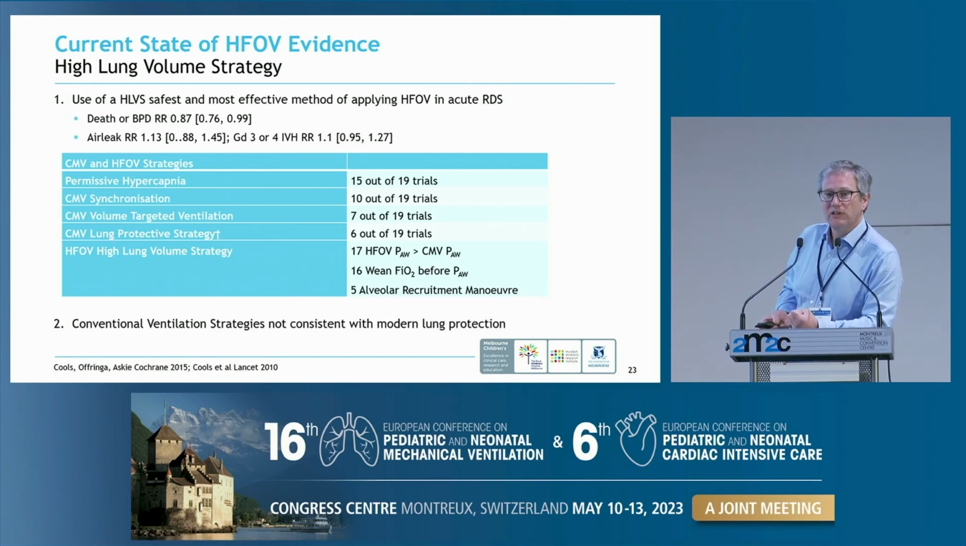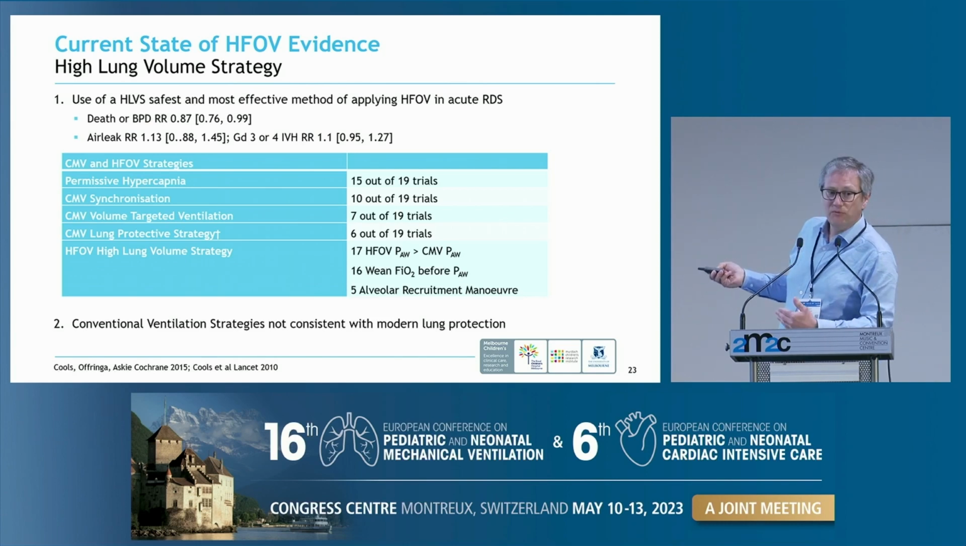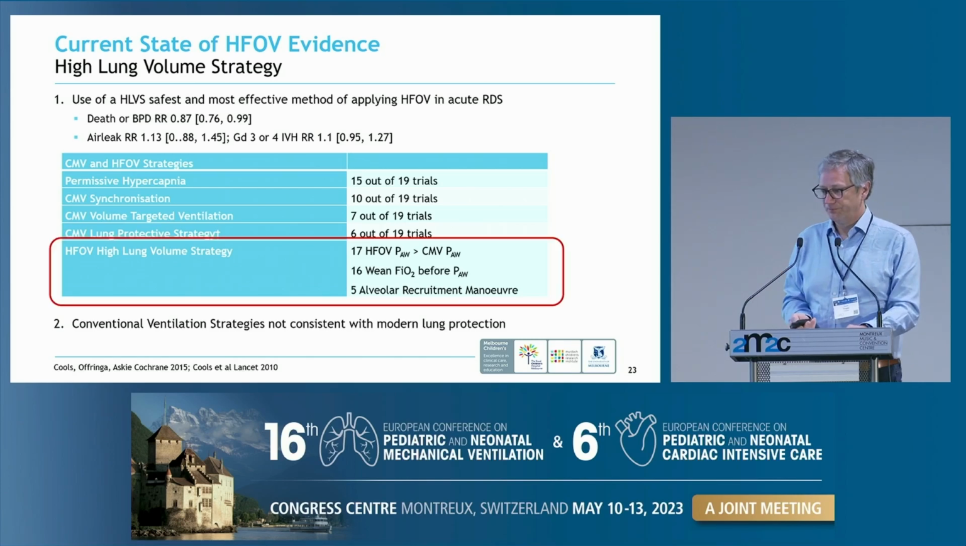So what I'm saying to you here is in most patients, you don't have to use the oscillator, you just have to ventilate them well. If you're good at conventional, use conventional. If you're good at high frequency, use high frequency. Most of them used a high lung volume strategy on the oscillator which applied a mean airway pressure above conventional. Many of them would wean FiO2 before weaning mean, which are part of the high volume strategy. Only 5 used an alveolar recruitment manoeuvre.